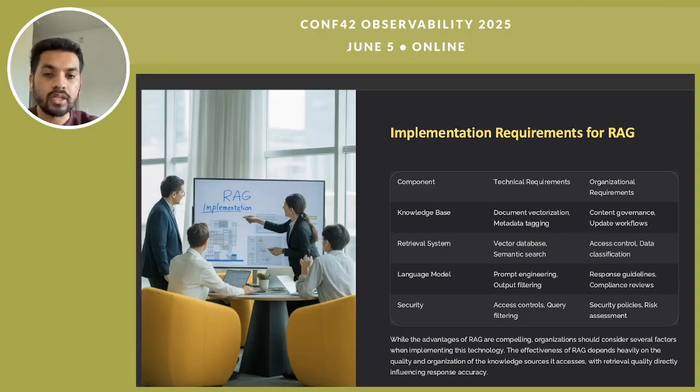Then the language model can be any of the LLMs that are out there in the market for actually generating the responses. And the last piece is the security, which is the most crucial one, because even after the retrievals, there should be one layer of access controls and query filtering in place to make sure there is no data breach and unauthorized data does not get sent or displayed to the customers.